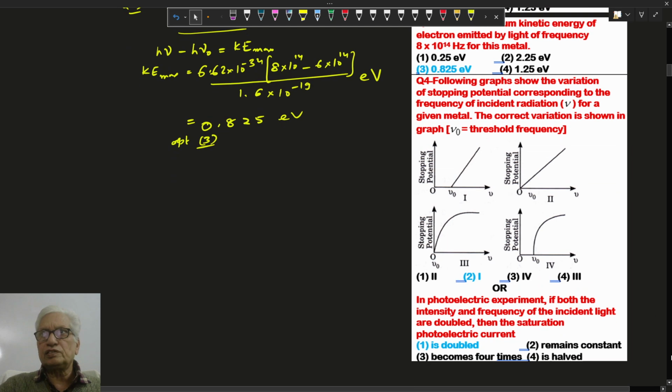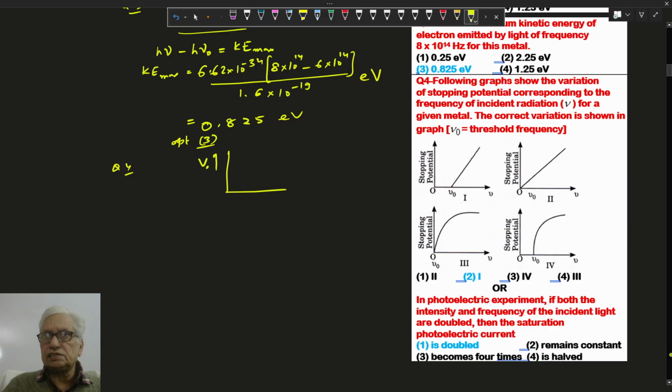Now question 4. Here the graphs: the first option shows stopping voltage versus frequency, you can see a curve something like that, where this is called the threshold frequency, below which there is no electron emission. So the option 1 graph is correct.